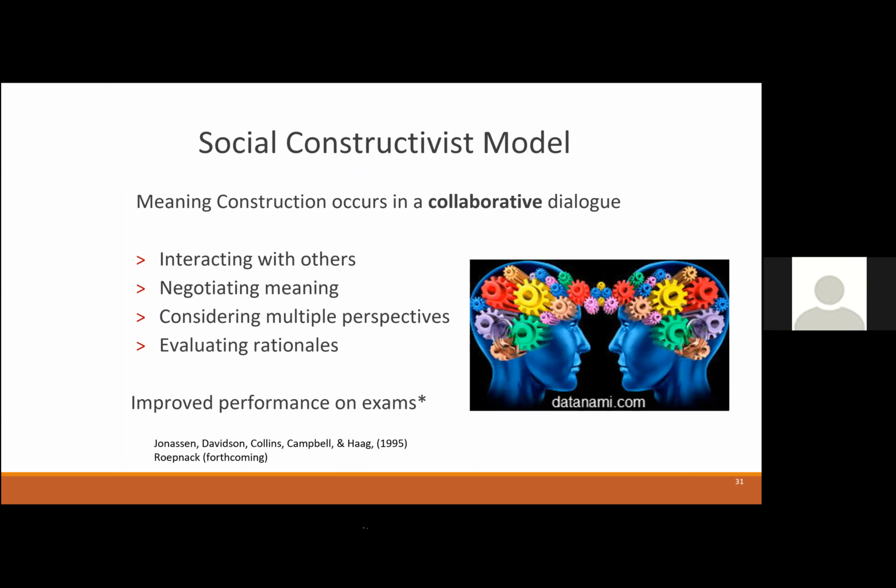All of this is based on the social constructivist model, right? Where students learn by interacting with others, negotiating meaning, and considering multiple perspectives. And some initial research suggests that this really works.